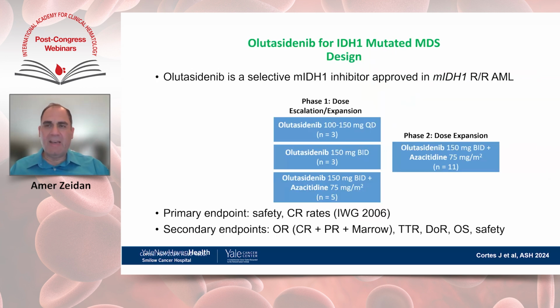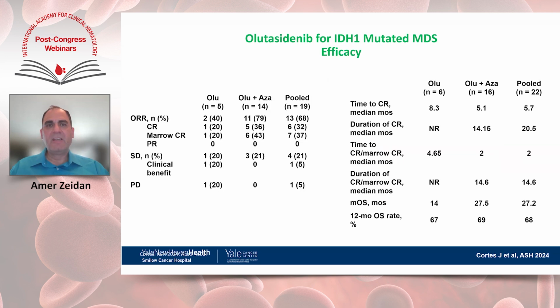And what was presented at ASH was an update on the second IDH1 inhibitor that's approved in the US for AML, not for MDS. And this was also from the same trial that led to the approval of olutasidenib after HMA failure. Olutasidenib in AML. And you can see here the dose escalation and the dose expansion. This is an oral drug, and the primary endpoint looked at CR rates and safety. And you can see here the activity for those patients, both with olutasidenib by itself and in combination.